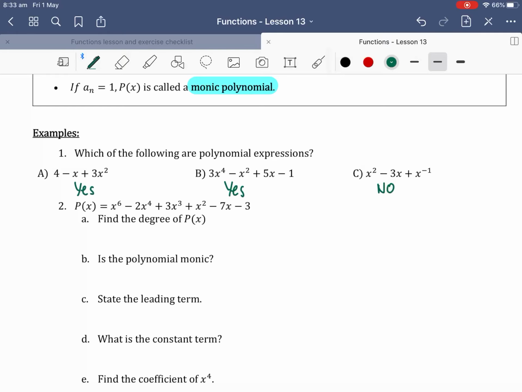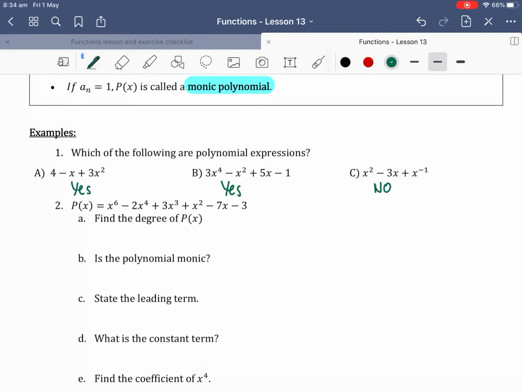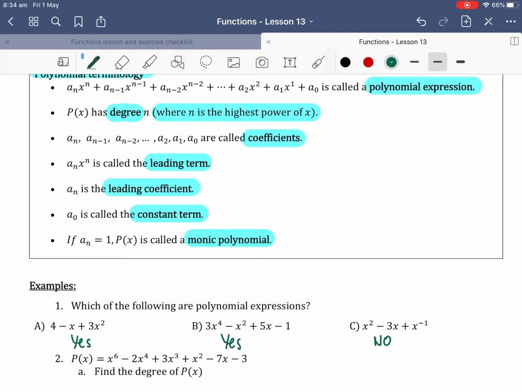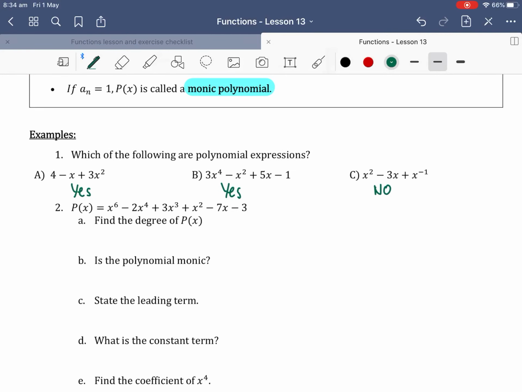For example 2, we have p(x) equals x to the power of 6 minus 2x to the power of 4 plus 3x to the power of 3 plus x squared minus 7x minus 2. So we want to find the degree of p(x). So if we scroll up, to find our degree, it's n, where n is the highest power of x. So our highest power of x is 6. So the degree of our polynomial equals 6.